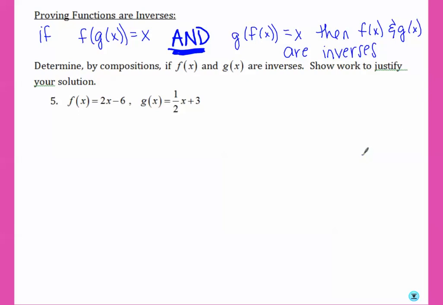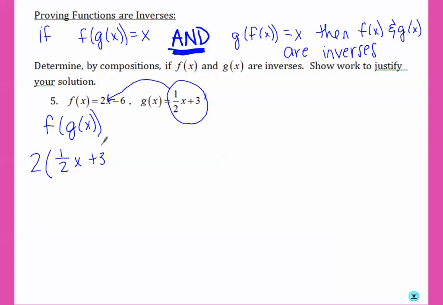So we're going to use the compositions that we learned last class. The first thing we need to find is f of g of x, and then we're going to simplify that. So we're going to take our g, plug it in to f, so we'll have 2 times 1/2 x plus 3 minus 6. So we need to simplify this. We're going to distribute the 2. 2 times 1/2 is just 1x. 2 times 3 is positive 6. Bring down the minus 6. Combine like terms, 6 minus 6 is 0, and we get just x.